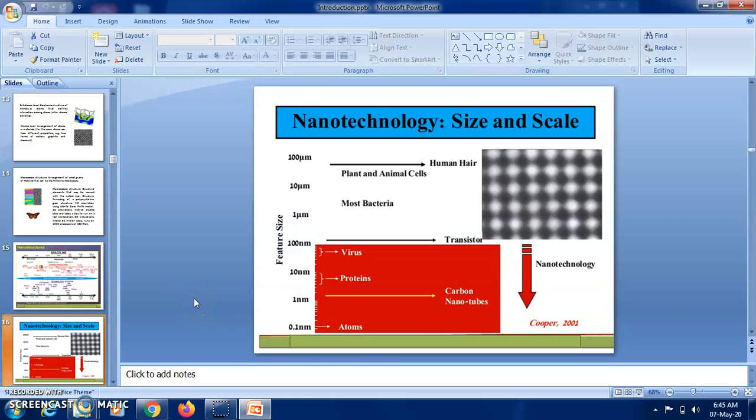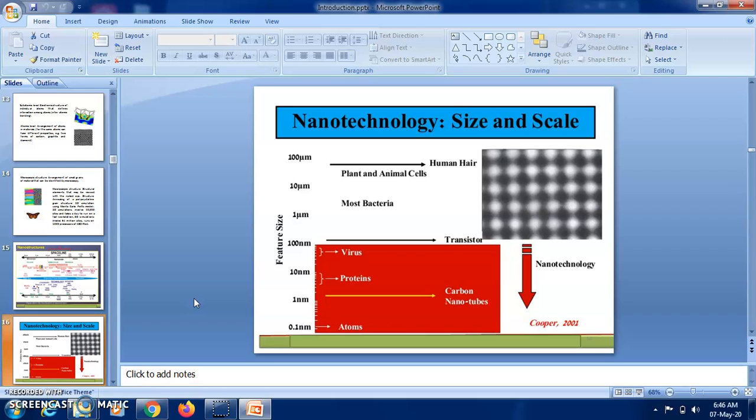Next, this slide shows the size and the scale of the nanostructures. Here you can see 0.2 nanometer is the size of atoms. Beyond that, it starts from carbon nanotubes, proteins, virus. Up to 100 nanometers we can use as nanomaterials. Beyond that we are not going to take it as a nanomaterial. Then transistor, and most of them bacteria.